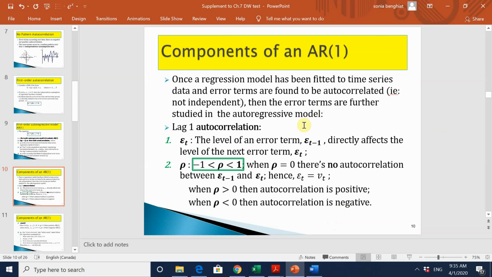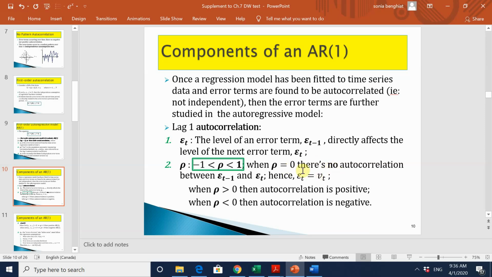Now, just very quickly here, I want to remind you that the correlation coefficient lies between -1 and +1. It measures basically the linear relationship between two variables. In this case, we are measuring the linear relationship between E of t and E of t minus 1. And rho will equal 0 when there is no autocorrelation on E of t versus E of t minus 1, or in this case, epsilon, of course, because we're looking at population parameters and population random variables over here.